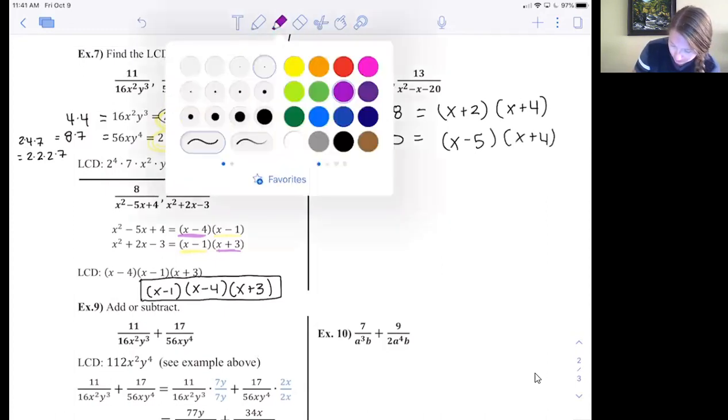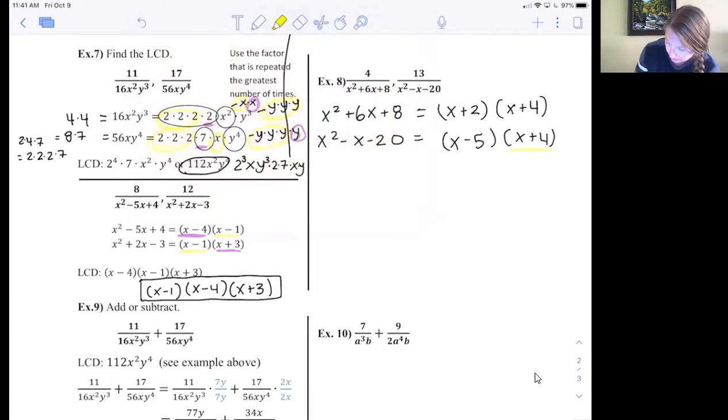So I'm going to see, what do I have in common? I've got an x plus 4 and I've got an x plus 4. So I'm going to write that. And then I'm going to write whatever I have left over. So I've got an x plus 2 and an x minus 5.